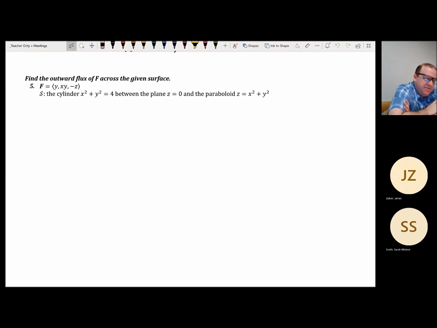Outward flux across the cylinder, x squared plus y squared equals 4, between the plane z equals 0 and the paraboloid z equals x squared plus y squared. Oh, wait a minute. Now I see what I did. I had the wrong one. That's fine. So we'll do another divergence problem and then we'll go back to Stokes.